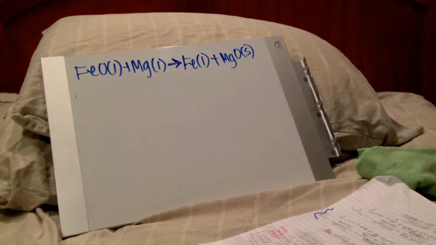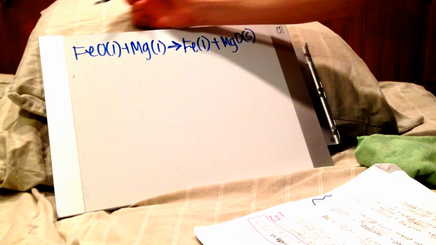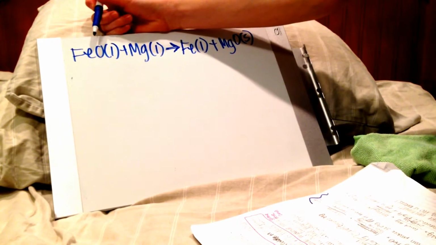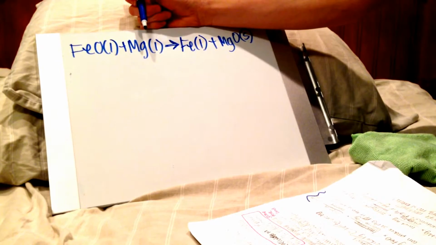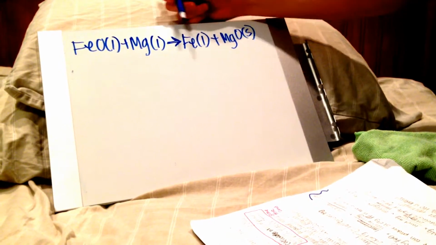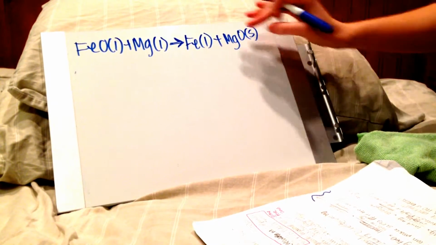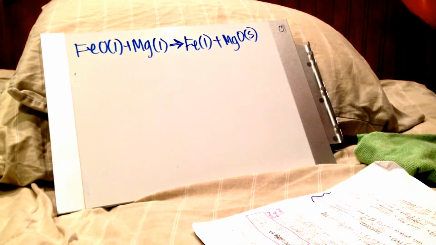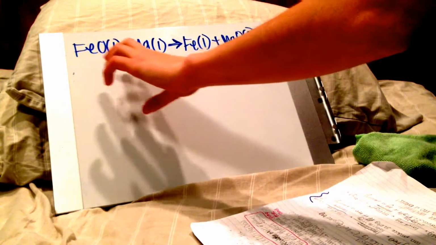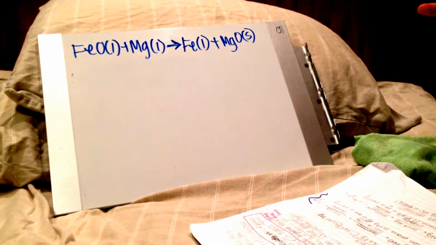Okay, I'm Brianna, and my problem is problem number 59. Basically it's asking, if 40 grams of molten iron oxide reacts with 10 grams of magnesium, what is the mass of iron produced, which is right here. The products are iron and magnesium oxide. So we're not looking for magnesium oxide, we're looking for iron. So the limiting reactant is going to be this one or this one. So we have to make two equations to find out which one is the limiting reactant.